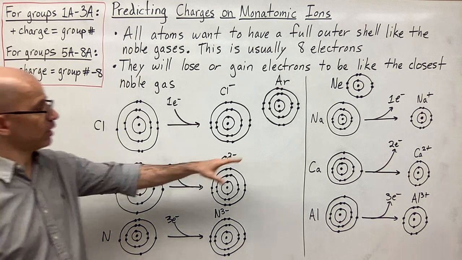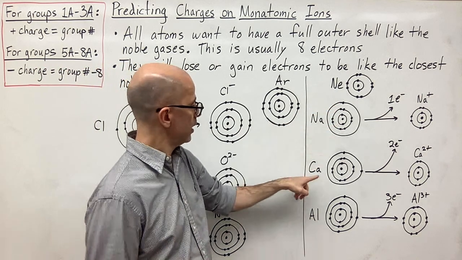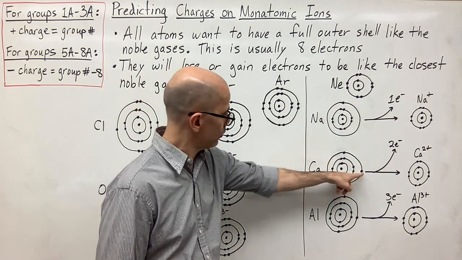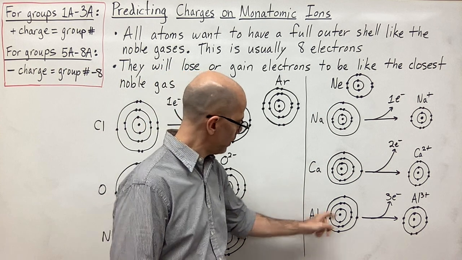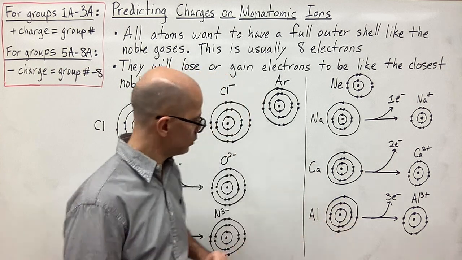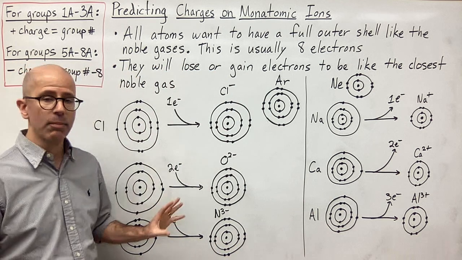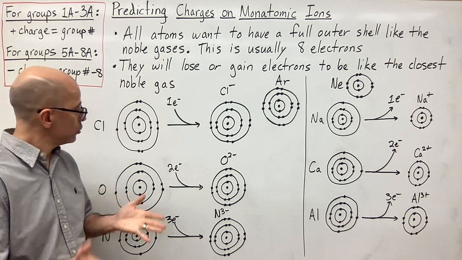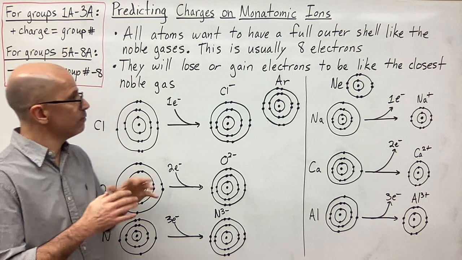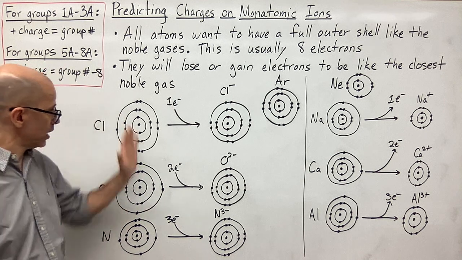Same thing over here. Sodium has 1 valence electron, it's in group 1. Calcium has 2 valence electrons, it's in group 2. And aluminum has 1, 2, 3 valence electrons, it's in group 3. So the group number corresponds to the number of valence electrons. Okay, so with that out of the way, let's talk about these 3 here.